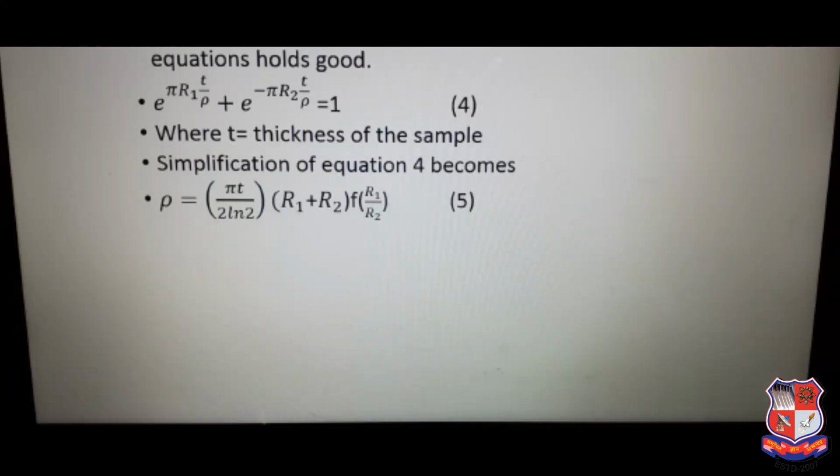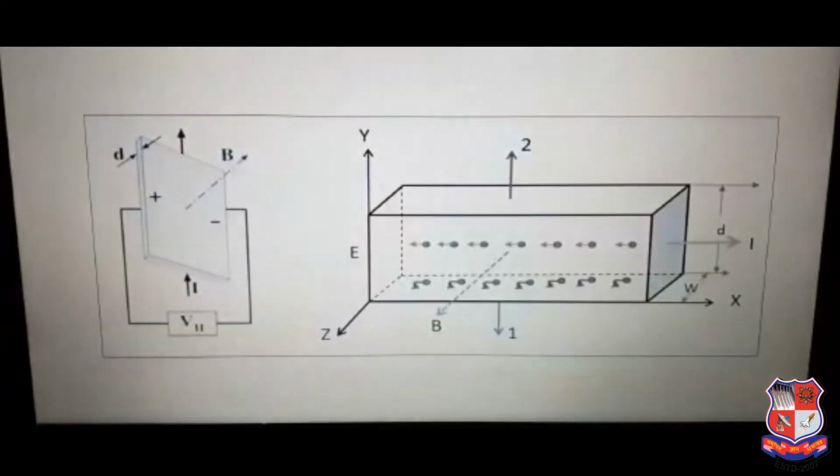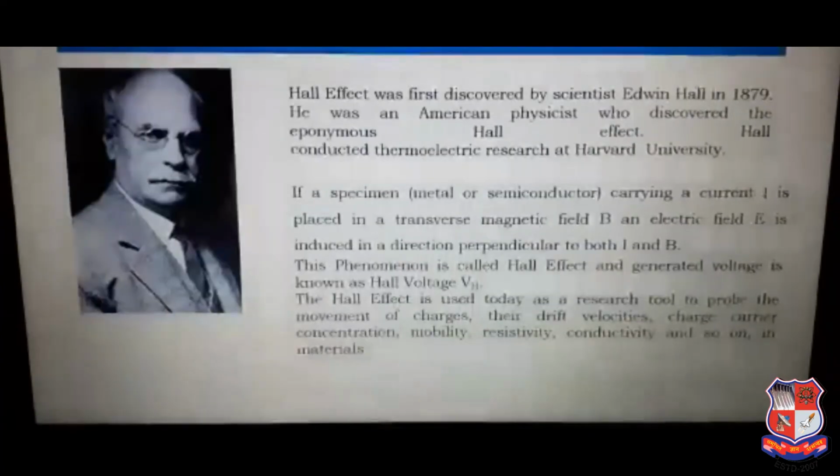So if we simplify equation 4, the equation of resistivity rho becomes pi t upon 2 ln 2 multiplied by R1 plus R2 into F of R1 by R2. It's equation number 5. That's all for this Van der Pauw method.